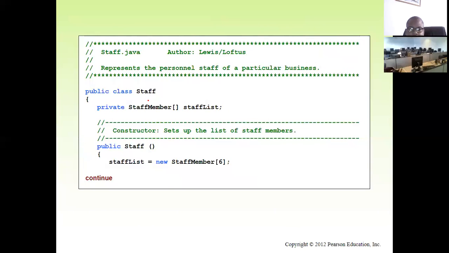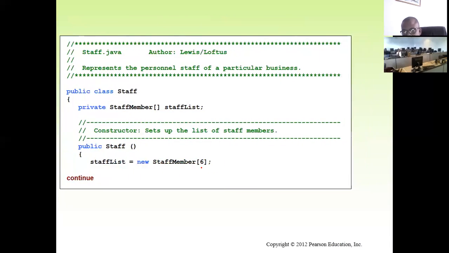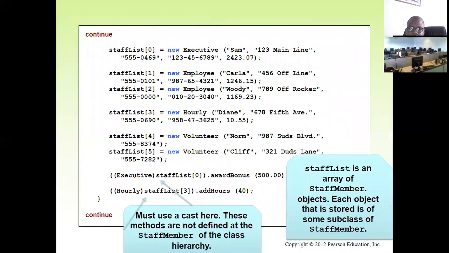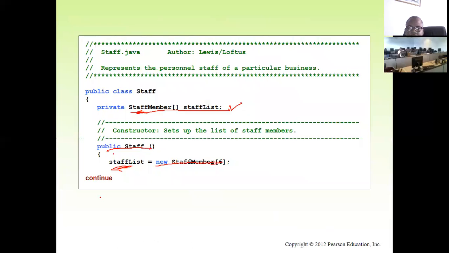So here we create a class called Staff, whose only instance variable is an array of staff members. It's called staffList. Now notice we use StaffMember. Now, how do we actually build this object? Notice all our constructor does is instantiate the array to hold 6 variables of type StaffMember. And so now we can insert the values inside of that array.